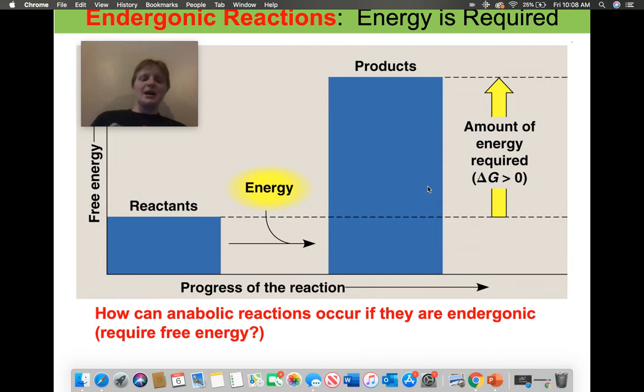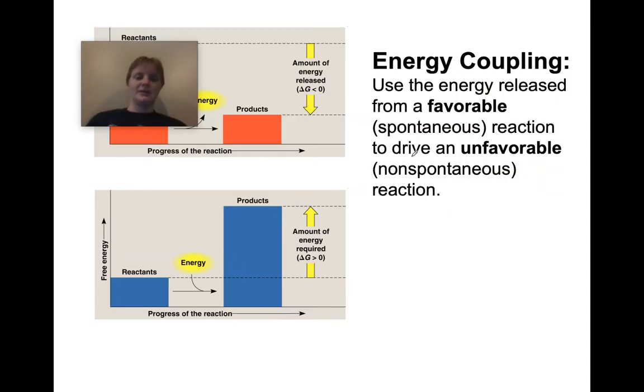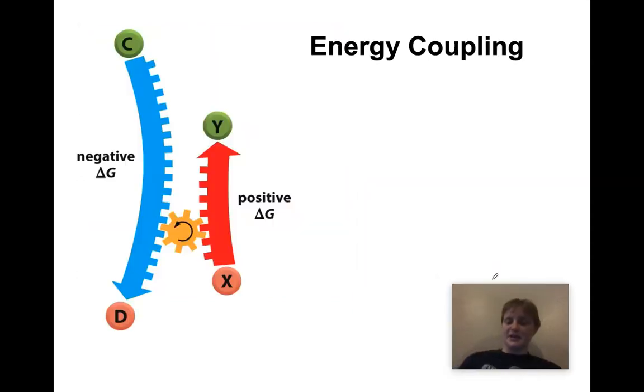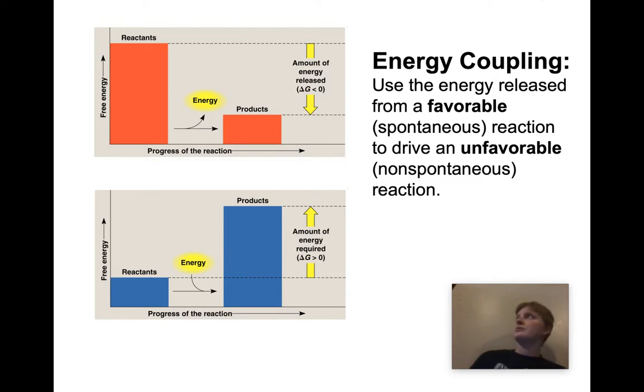But here's a question. How can we get anabolic, the building reactions, if they are endergonic and require free energy? In other words, where does this energy come from? How do we get this input? And that's kind of a really good question. And the way we're going to do this is with something called energy coupling. Okay? This is important. You might want to star it. Energy coupling is where we use the energy released from favorable reactions to drive unfavorable reactions.